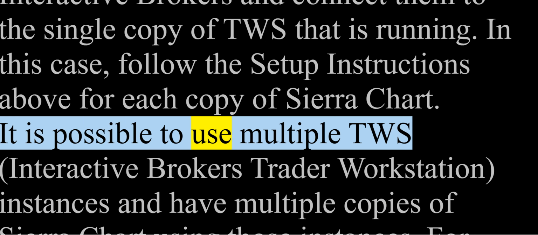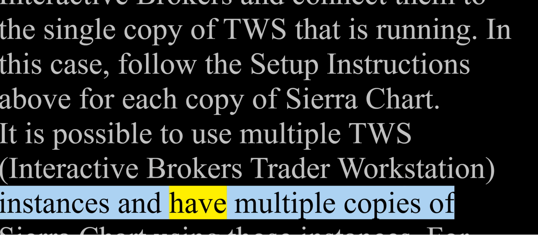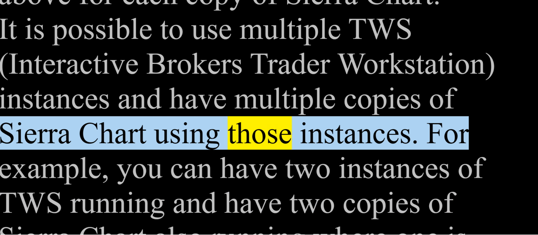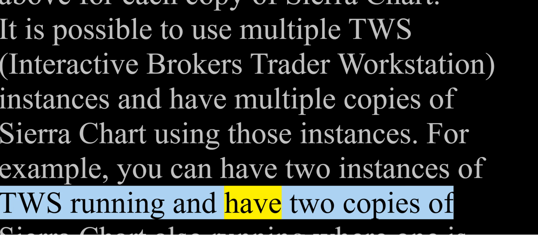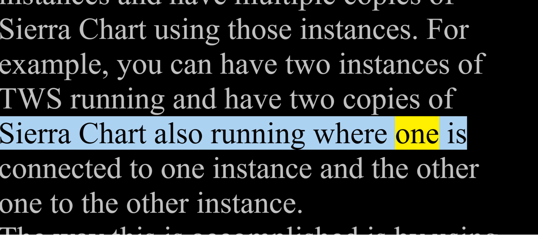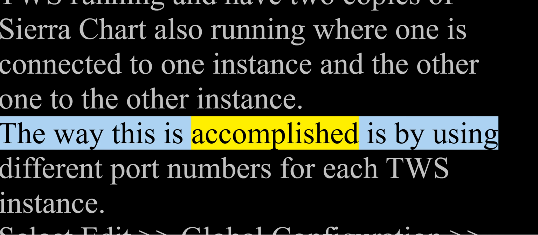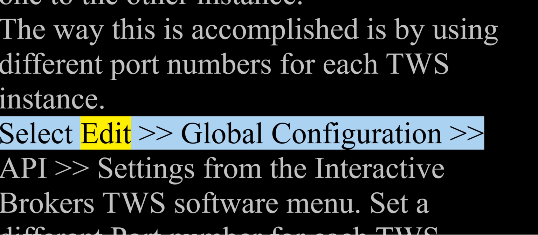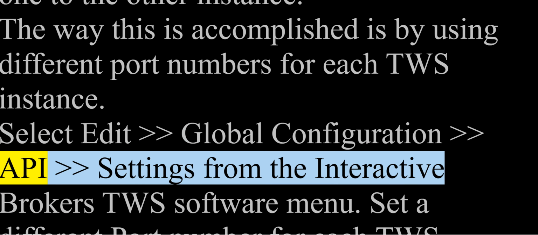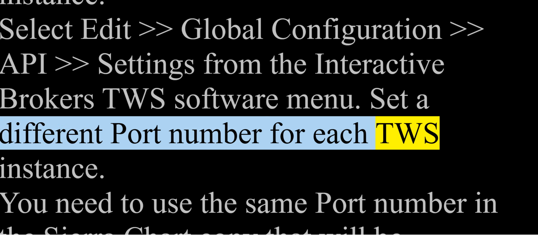It is possible to use multiple TWS Interactive Brokers Trader Workstation instances and have multiple copies of Sierra Chart using those instances. For example, you can have 2 instances of TWS running and have 2 copies of Sierra Chart also running where one is connected to one instance and the other one to the other instance. The way this is accomplished is by using different port numbers for each TWS instance. Select Edit, Global Configuration, API, Settings from the Interactive Brokers TWS software menu. Set a different port number for each TWS instance.